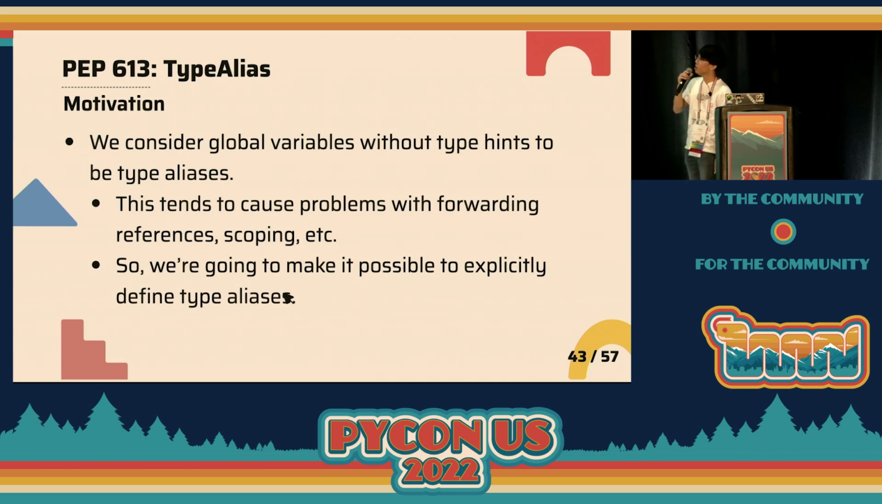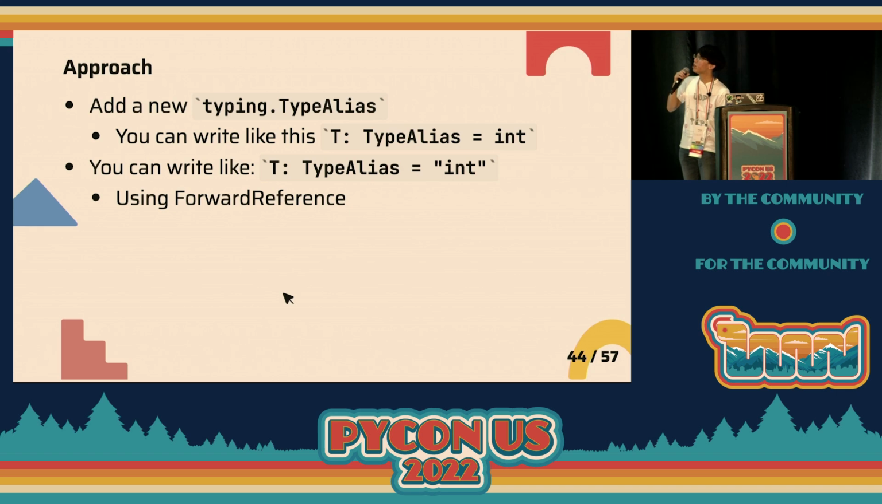The third one, type aliases. The motivation is that we consider global variables with type hints as type aliases. This tends to cause problems with forward references, scoping, and more. So we are going to make it possible to explicitly define type aliases. Okay, the approach is adding a new typing, TypeAlias. You can do it just like this: T colon TypeAlias equals int. Yes. You can also use double quotes for forward references.